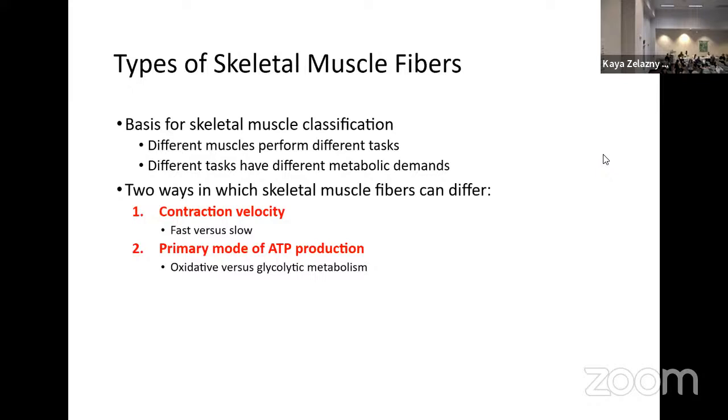The reason for this is going to link up to different types of muscle fibers that are used for different types of activity. So we can classify skeletal muscle in a number of different ways. Different muscles are used for different tasks. We know they have different names. Depending on their different tasks, they're going to have different metabolic demands, right?